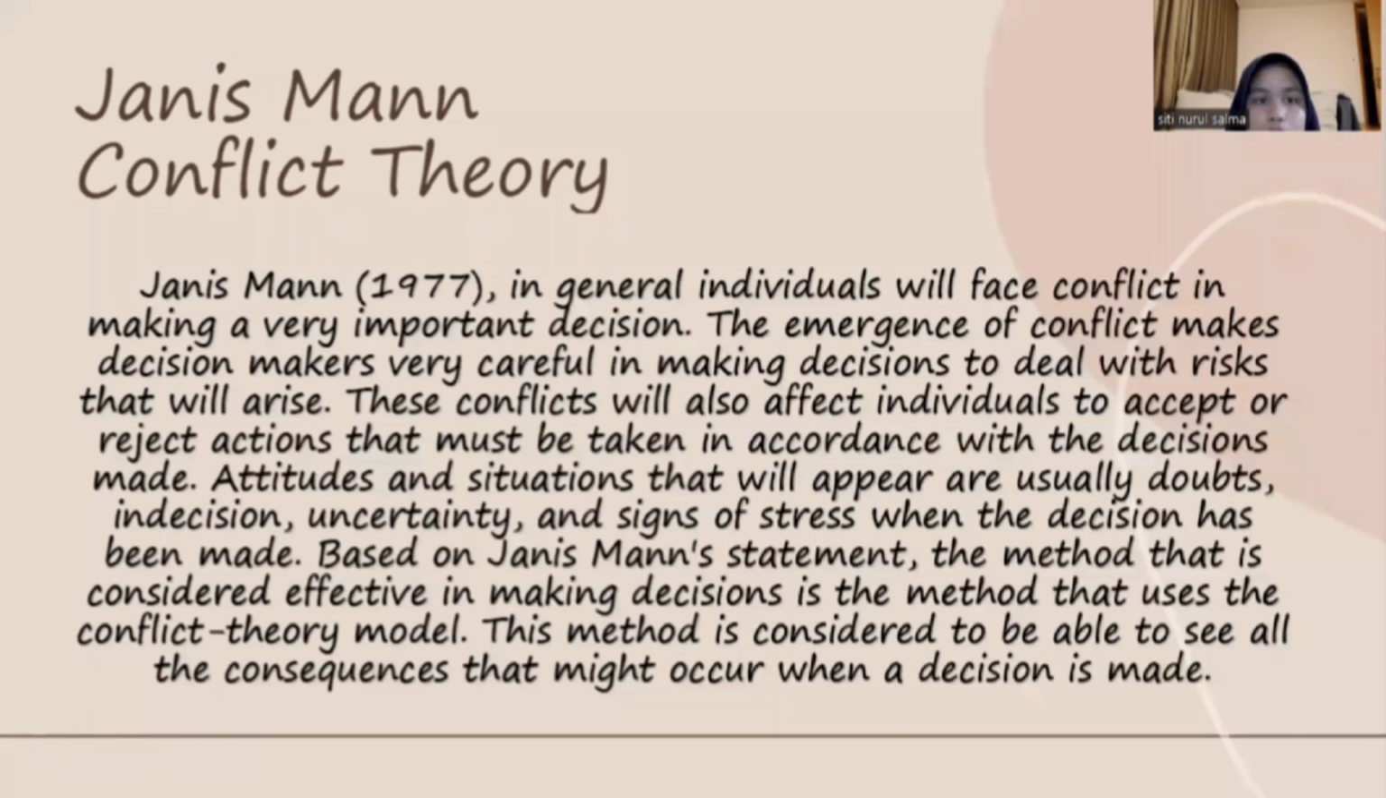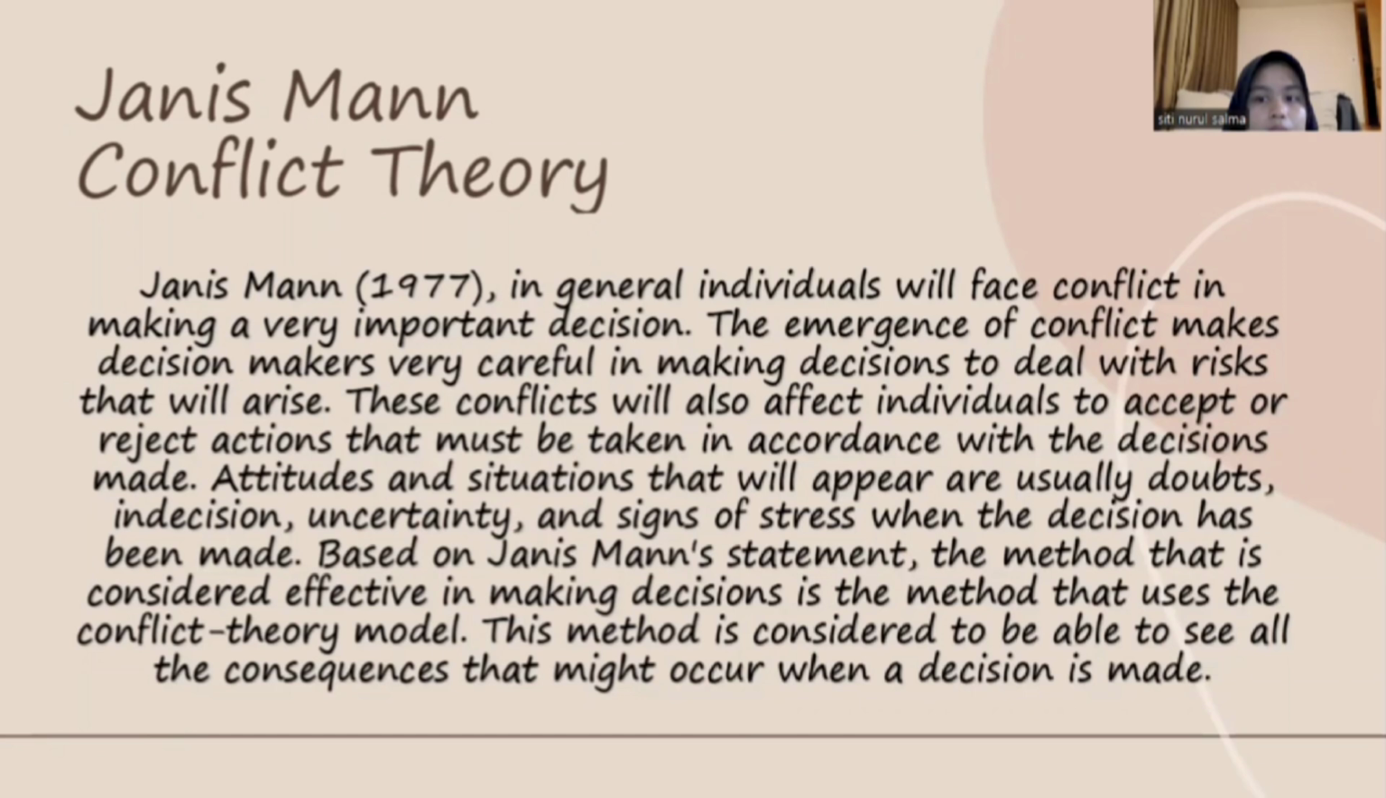And then number 2, Janis Mann conflict theory. According to Janis and Mann, in general, individuals will face conflict in making a very important decision. The emergence of conflict makes decision makers very careful in making decisions to deal with risks that will arise. These conflicts will also affect individuals to accept or reject the action that must be taken in accordance with the decision made.